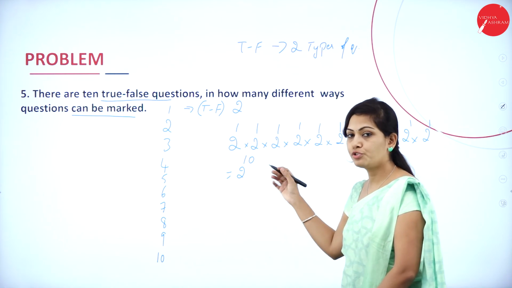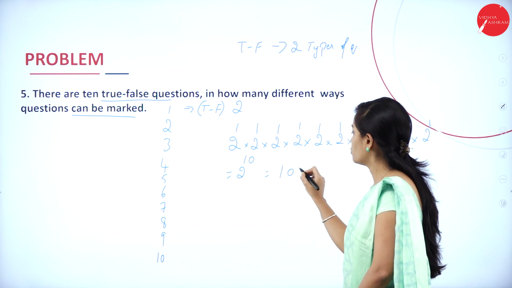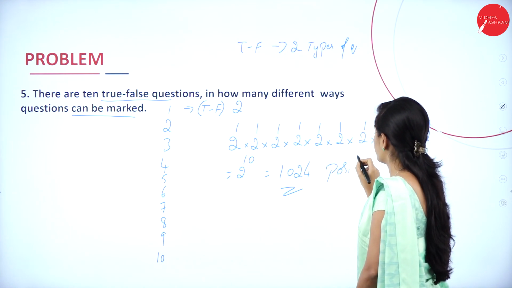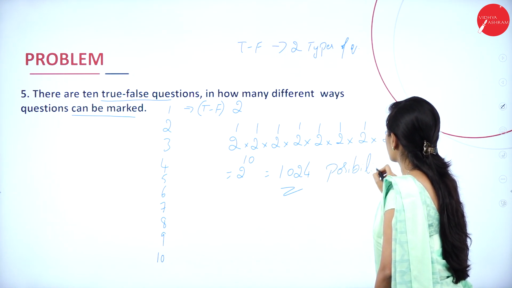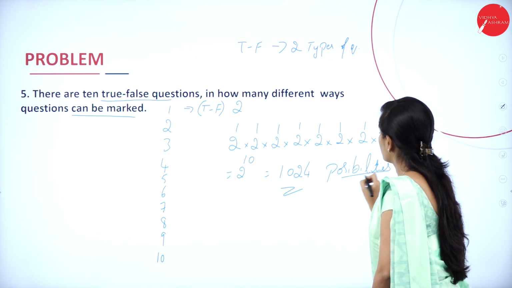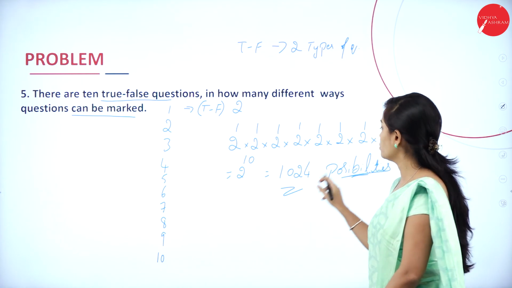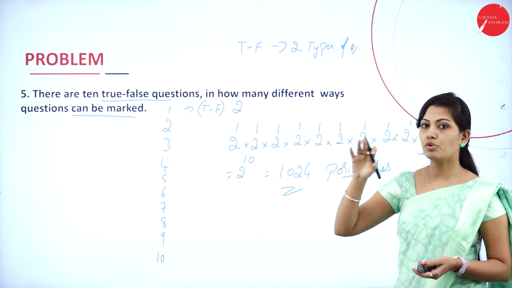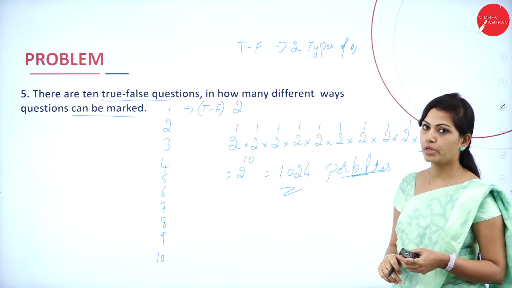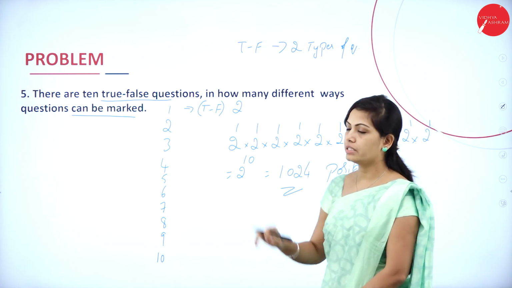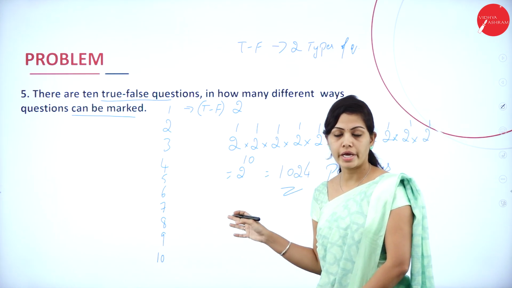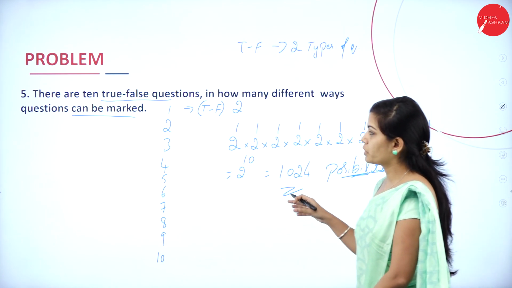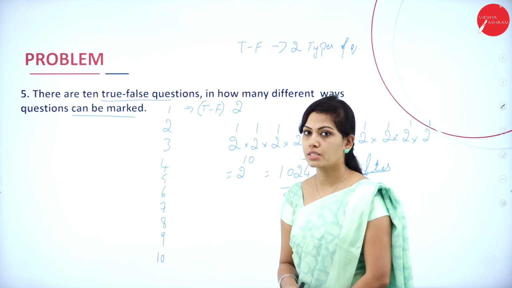So what is the value of 2 power 10? 1024 possibilities are there. So 1024 possibilities are there to arrange the true and false type of questions. You can arrange like this. So every step you have to write in exams, then only you can score. This type of question you can expect for 4 marks or 2 marks.